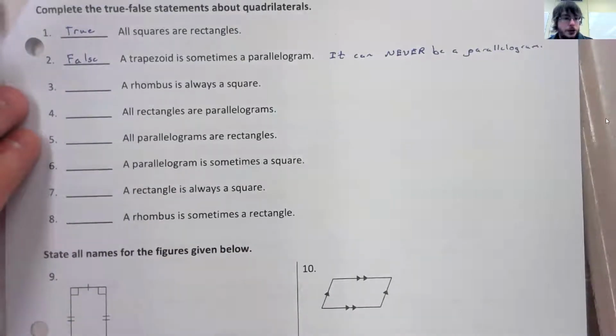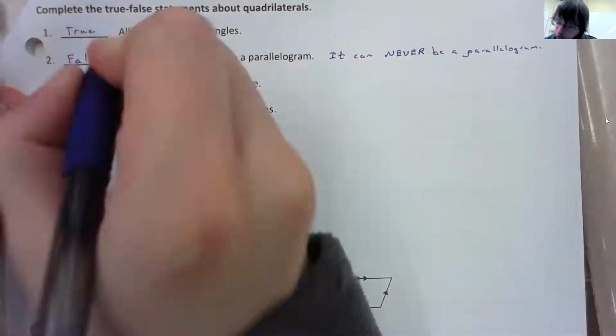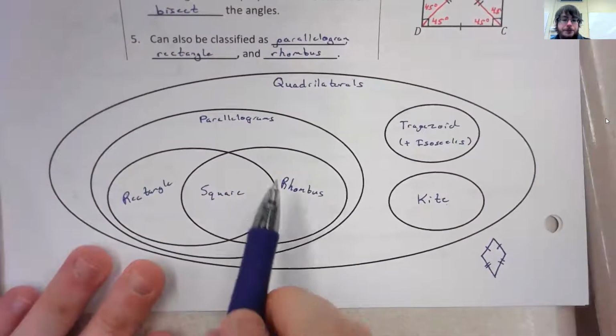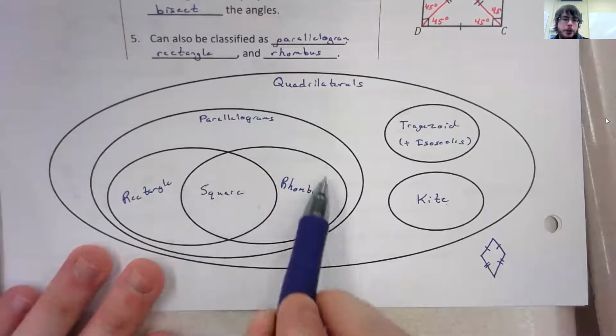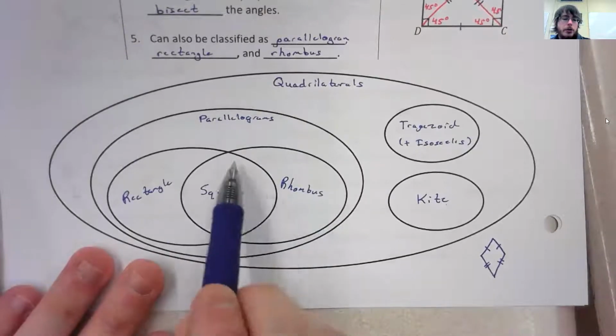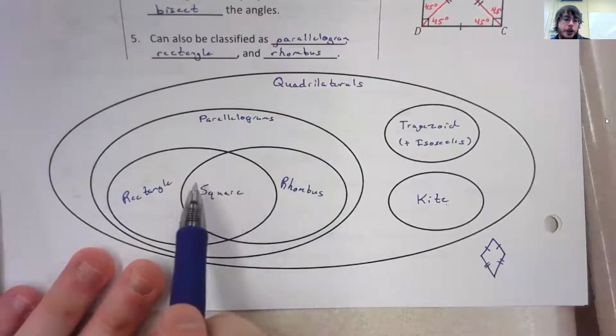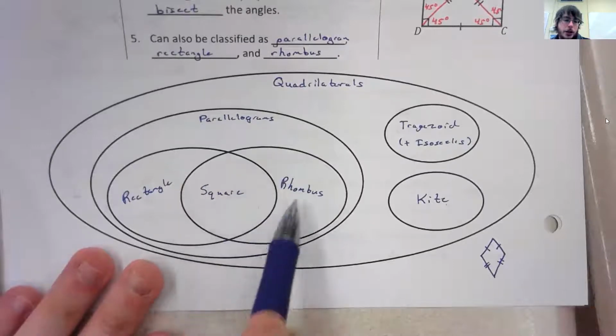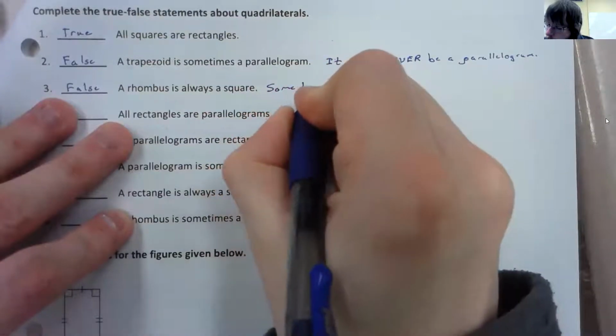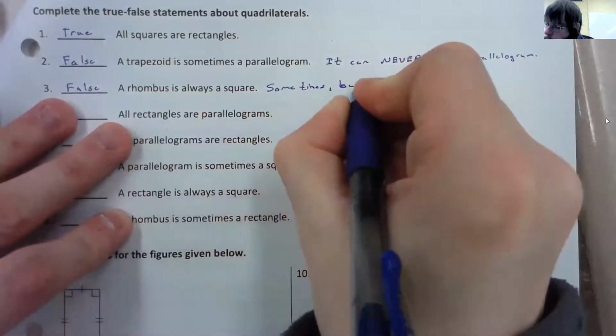Is that true or false? That one would be false. If you look here on your Venn diagram, here's your rhombus bubble. It's this big bubble here, and here's your square bubble. The square is completely contained within the rhombus bubble, but the rhombus bubble is not completely in the square. So that means there are some rhombuses that are not squares, okay? So it's sometimes a square, but not always. So sometimes, but not always.